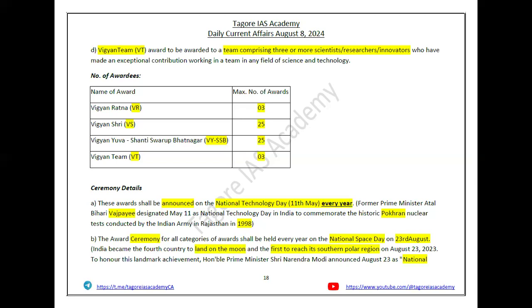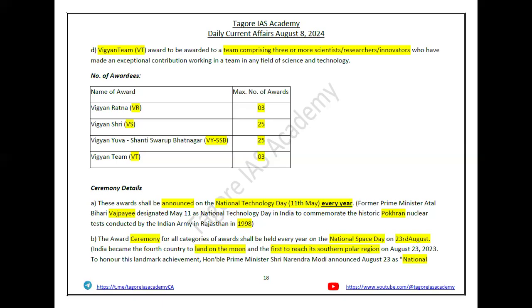Now, how many awards can be given in a year? Vigyan Ratna maximum 3, Vigyan Shri maximum 25, Vigyan Yuva SSB 25, Vigyan Team 3. Right? Again, important, I would say from prelims. कब दिए जाएंगे? ये दो चीजें इसमें याद रखनी है. 1, ये अनाउंस कब किए जाएंगे और इनकी सेरेमनी कब होंगी.